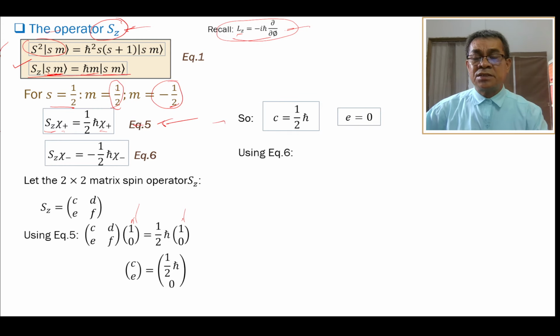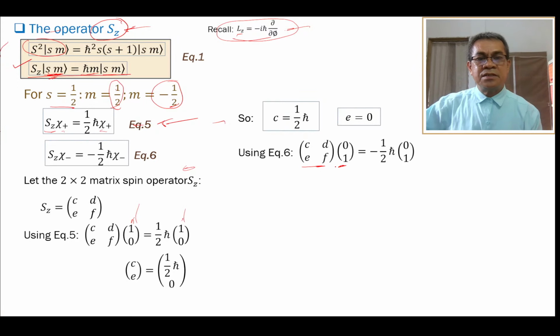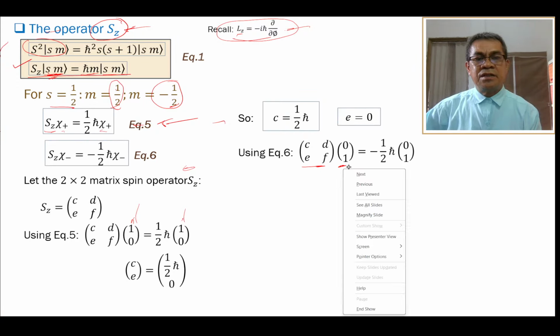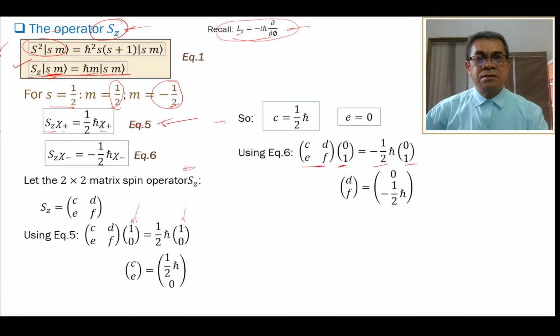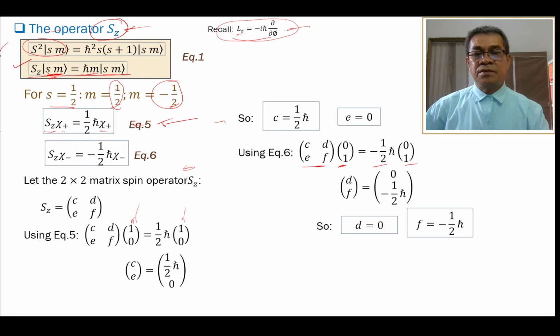Okay? Then using equation 6, same process. Let that operator, S_z, act on the spin down. Oh no, spin down. This operator is S_z, act on the spin down. So it comes up with this, and we have this spin down. Then combine mathematically, then we have that. Then of course, D is 0, and F is negative 1 half h bar. Okay, we have now the value of C, D, E, F.